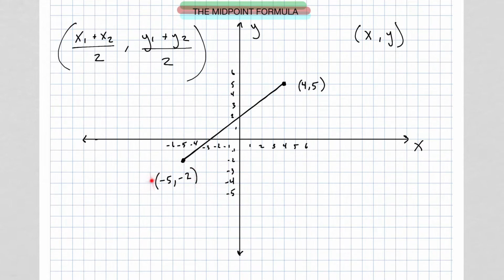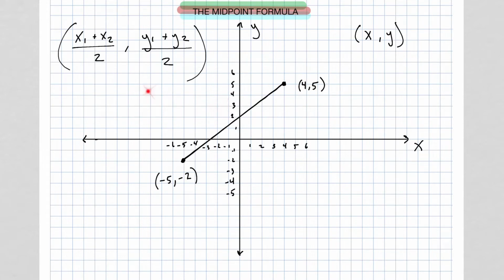Down here we have this negative 5, negative 2. So here's our x, negative 5, and here's our y, negative 2. We're going to go to the left 5 and then down 2. Negative 1, negative 2, negative 3, negative 4, negative 5. That's our x, and then down 2. Negative 1, negative 2. That's our negative 2. So over 5, down 2. That's negative 5, negative 2. Remember, it's x first and then your y.